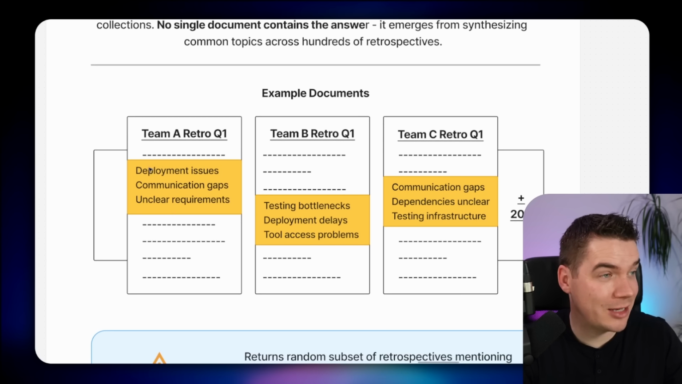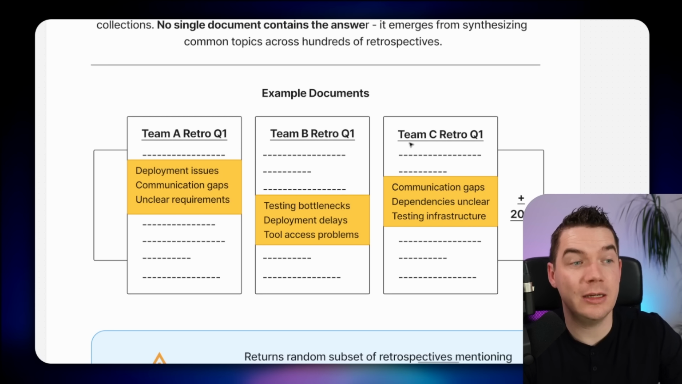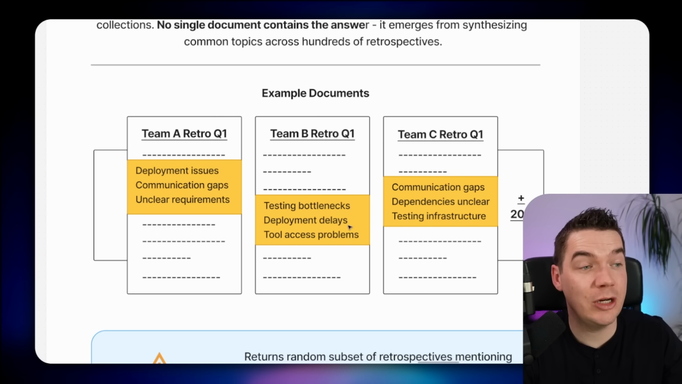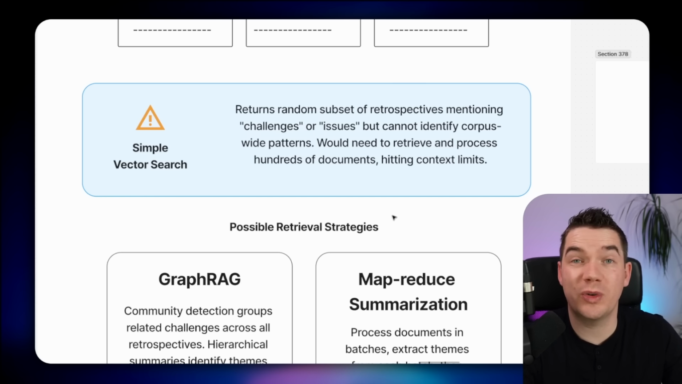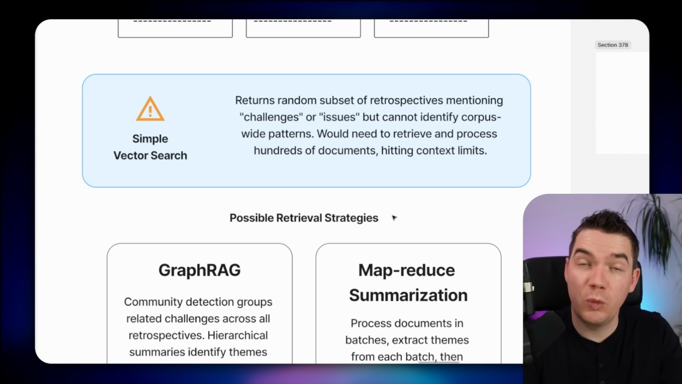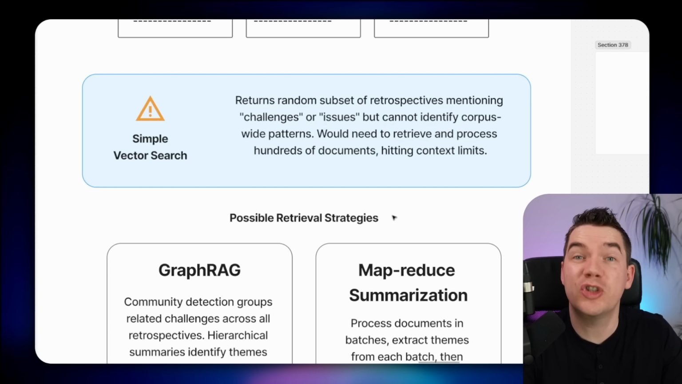Within our example documents, we just have all of our various team retros, where various team issues are talked about. Vector search would essentially return a random subset of retrospectives. So it would be able to provide a partial answer that reflects some of the retrospectives, but it can't really speak to the recurring operational challenges because there's just too much documentation to actually work through.